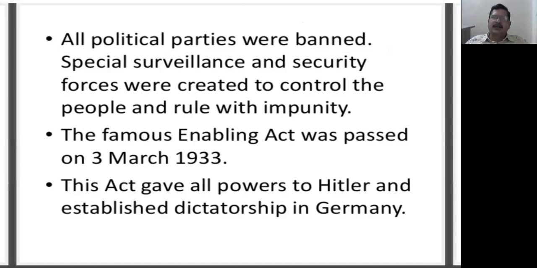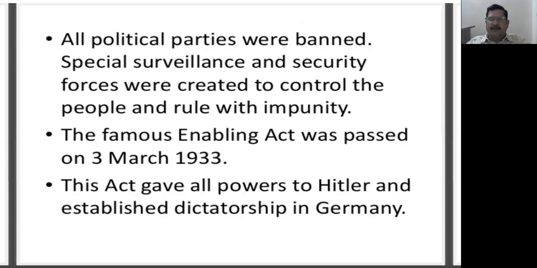All political parties were banned. Special surveillance and security forces were created to control the people and rule with impunity. All political parties were banned. The famous Enabling Act was passed on 3rd March 1933.